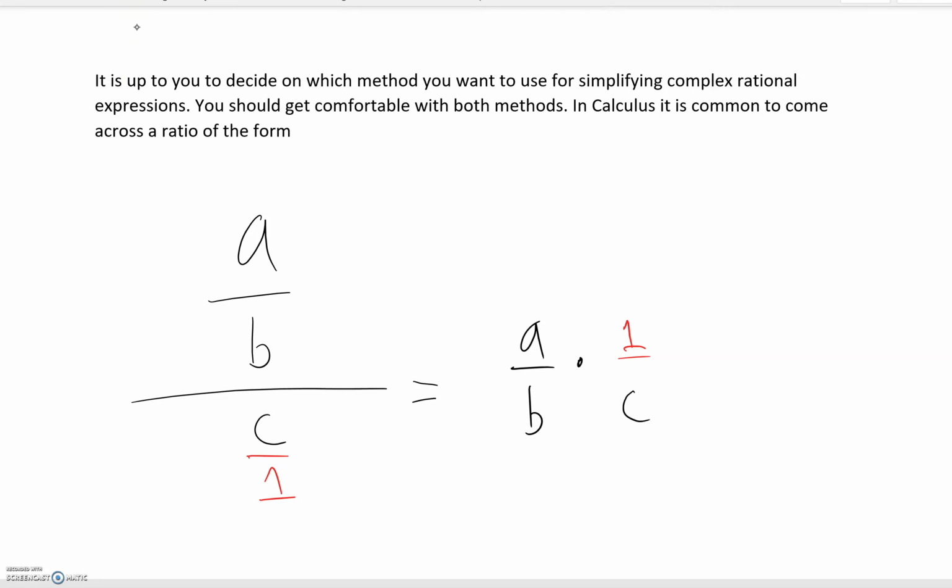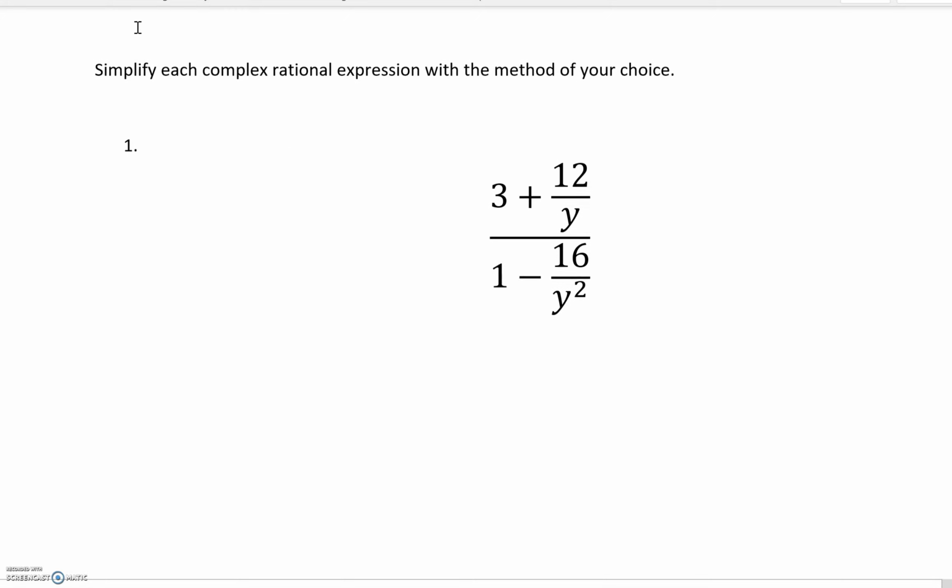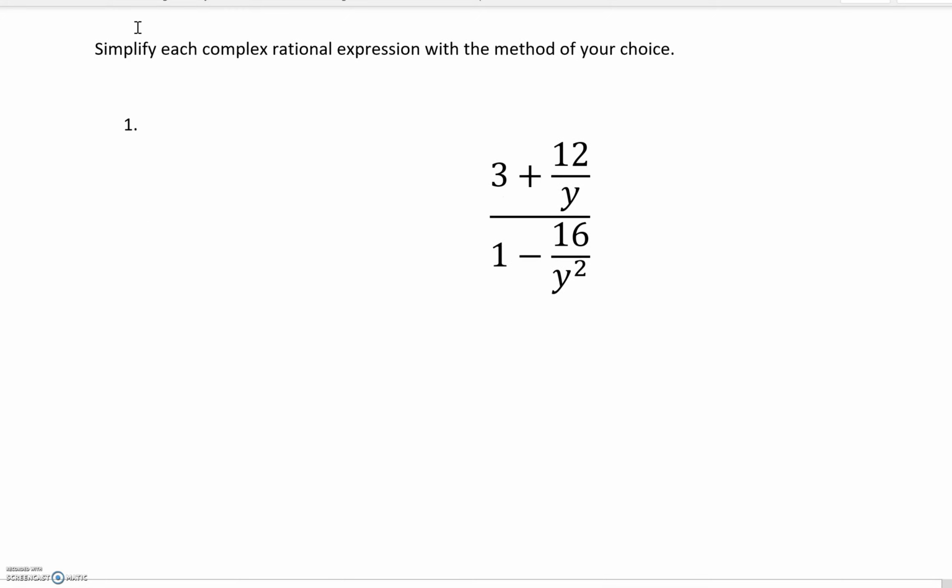You should get comfortable with both methods. Let's take a look at some problems. You are asked to simplify each complex rational expression with a method of your choice. I'm going to do this first problem with method 1. I'm going to do the second problem with method 2.